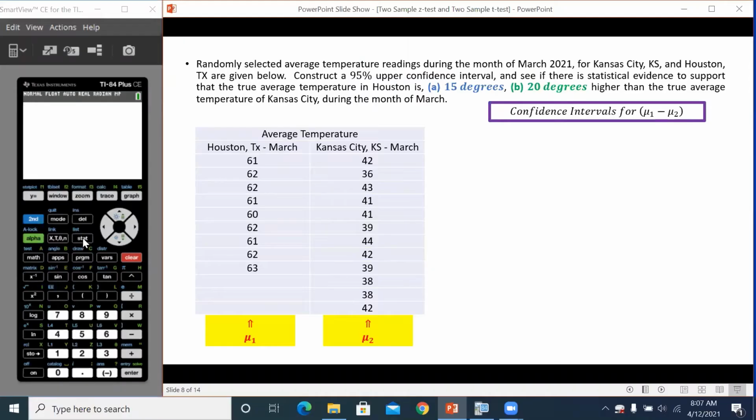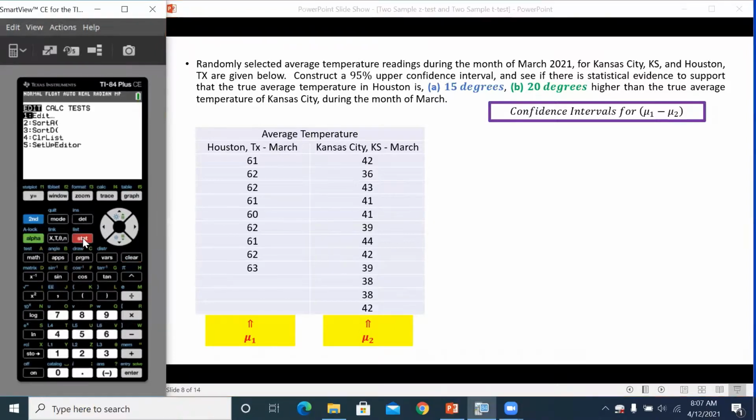All right, here's the calculator. Since the dataset is given, we have to first enter the given dataset. I will go to Stat, select Edit, number 1, Edit, hit Enter, and I'm going to enter Houston temperatures into the list L1, Kansas City temperatures into the list L2. So the first observation is 61. The second observation is 62. The third observation is also equal to 62. All right, I will pause the video now, enter the complete dataset and come back. All right, I entered the complete dataset.